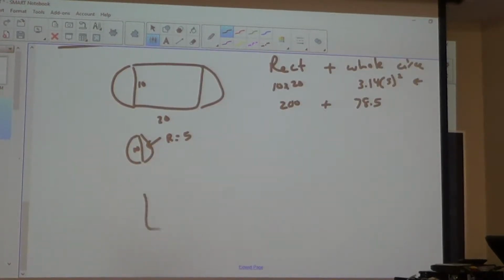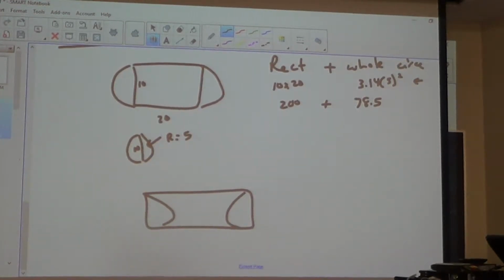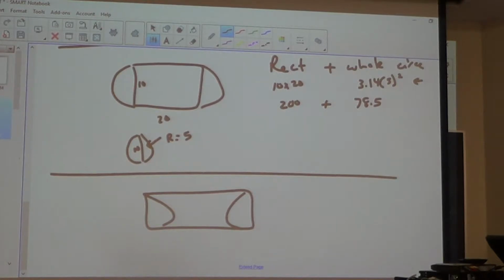So what if I do this one? What is that one? And I tell you to find the area. This would be the rectangle minus the full circle. So it would be the 200 minus the 78.5. Does that help?